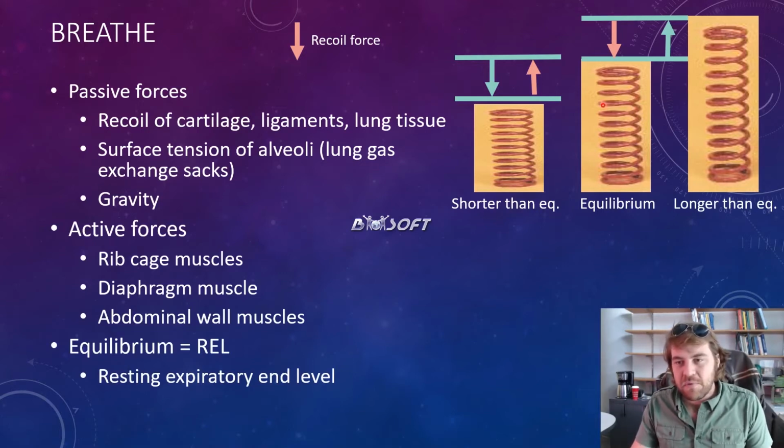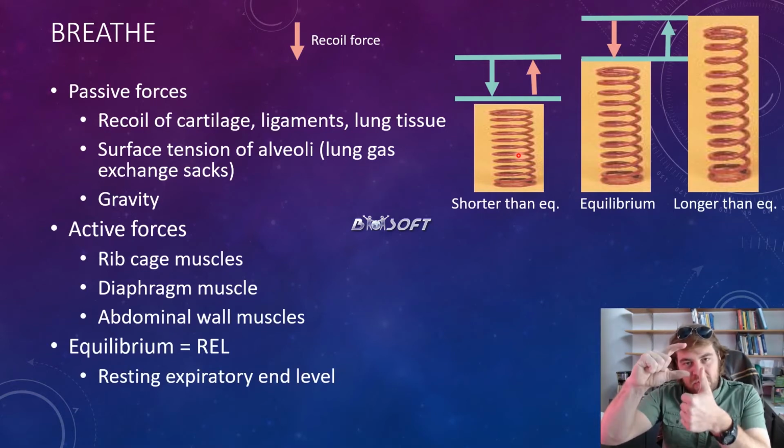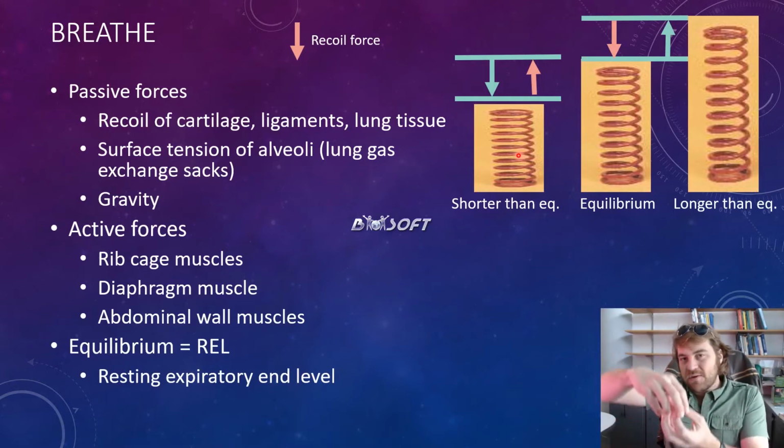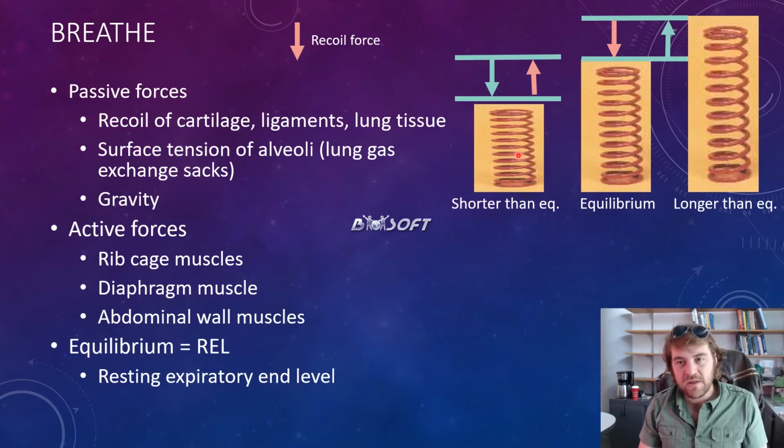So here's the spring at equilibrium. It's just a spring. You can push it down, but then the passive forces are going to want to push it back up towards equilibrium. You can stretch it out, but then the passive forces are going to want to pull it back down towards equilibrium, right? So it's got one state that it likes to be in. This is true for the lungs as well.